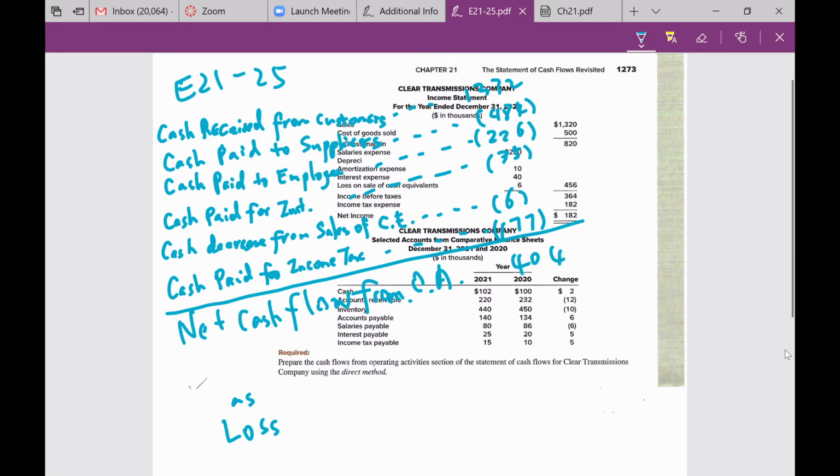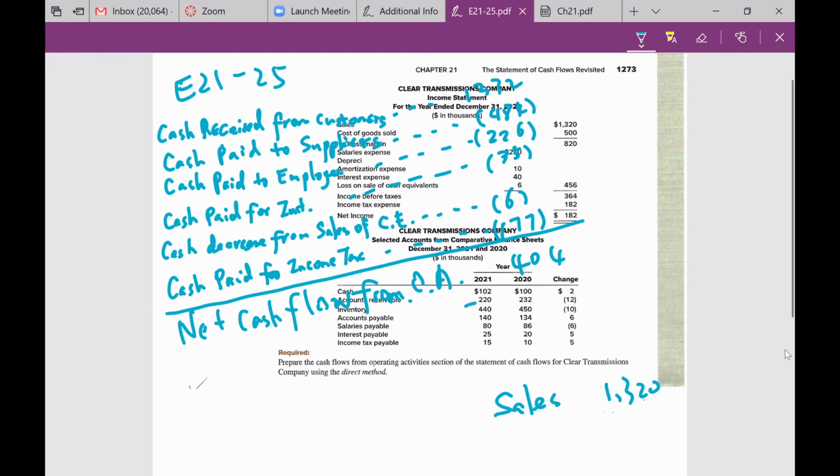Let me explain the first 2. The first one, cash received from customers. Remember, cash received from customers relates to our sales revenue. We sold our item to the customer, then we collect cash payments. In the middle, we have accounts receivable. If you want to write a summary journal, we have sales revenue, which we always credit. We credit sales revenue 1320.